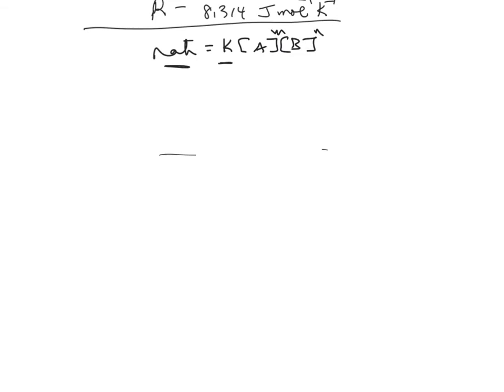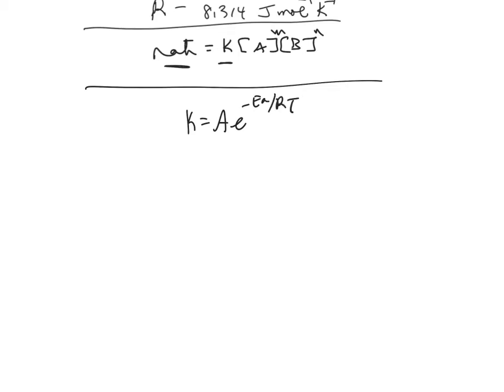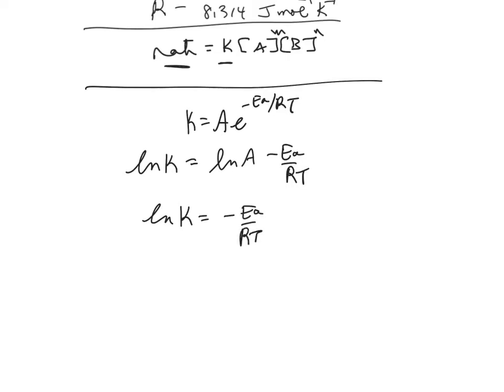So now we want to just work with the equation. We have k is equal to A e to the minus EA over RT. If we take logs of both sides, we can do natural log here. The natural log of k would be equal to the natural log of A minus EA over RT, because you're taking the log of e to the something. And so then we can rearrange this and say ln k is equal to negative EA over RT plus the natural log of A.